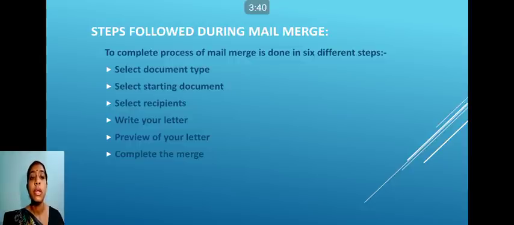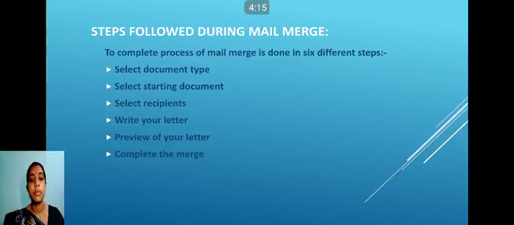I have told you the steps followed during mail merge are: select document type, that is the first step. Then select starting document, second. Then third, select recipients. Fourth, write your letter. Fifth, preview your letter. And the last one is complete the merge, means complete the mail merge. So in total how many steps are there to complete your mail merge? There are a total of 6 different steps.